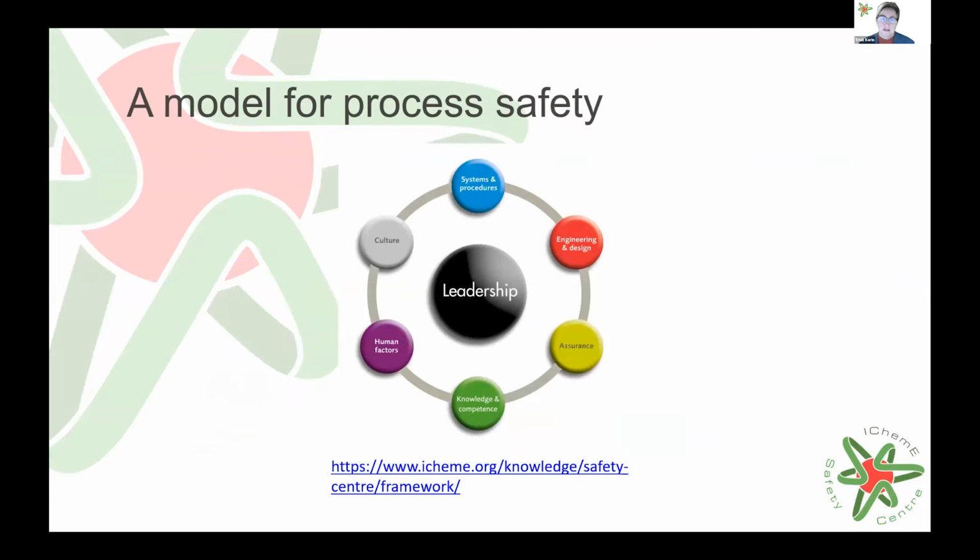What I want to talk about today is all about the human element of process safety. And you'll see the framework I have here on the screen is all about that human element. So leadership is the core part of it, and there are other things that are important, but human factors is there and very, very important. And it is something we need to continually work on to make sure that we address human factors issues.